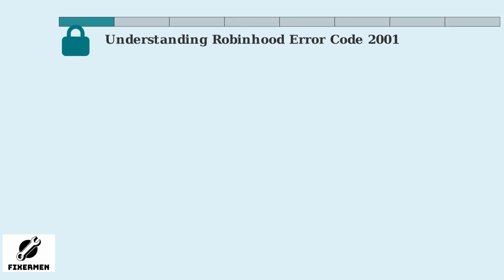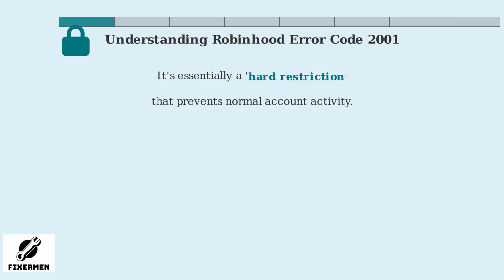Robinhood Error Code 2001 signifies that your account has been restricted. This means you might be unable to trade, deposit, or withdraw funds. It's essentially a hard restriction that prevents normal account activity. This is often triggered by compliance issues, regulatory concerns, or financial discrepancies within your account.